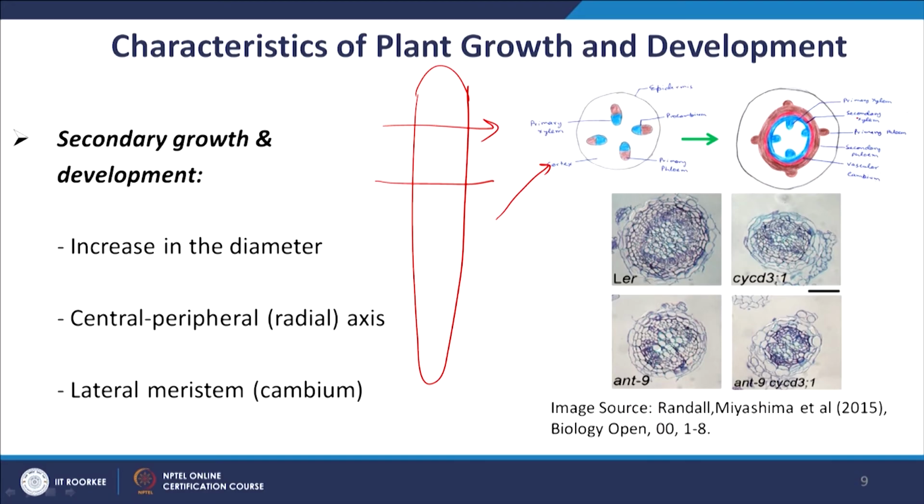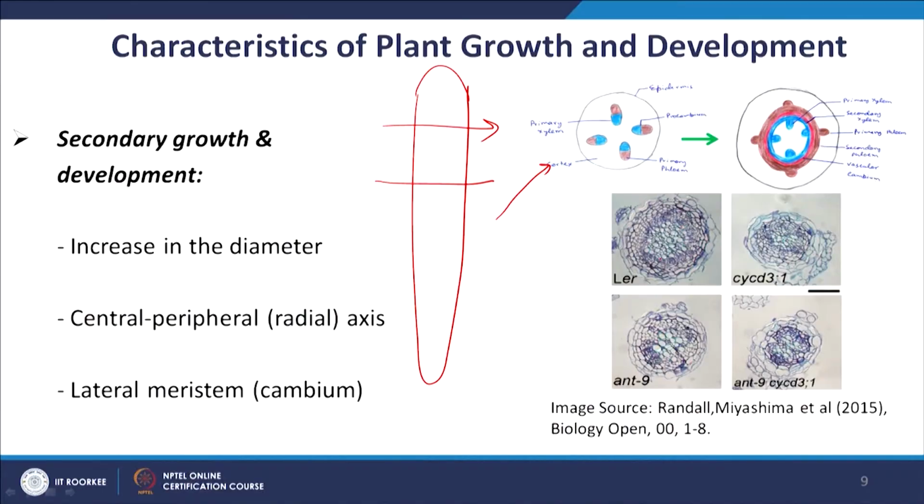Needless to say, this also needs to be regulated, as you can see from these mutants. It is clearly evident that this is a typical wild type Arabidopsis root which is undergoing secondary growth. But in this mutant background, secondary growth is already activated, but if you look at these different mutants, the secondary growth is not as evident as you can see in the wild type.